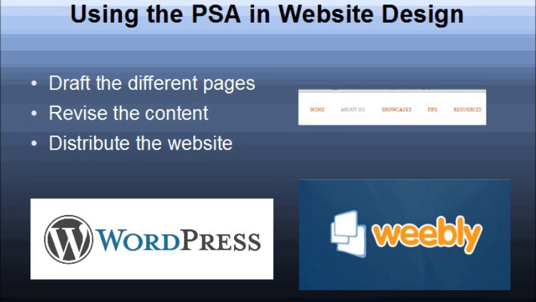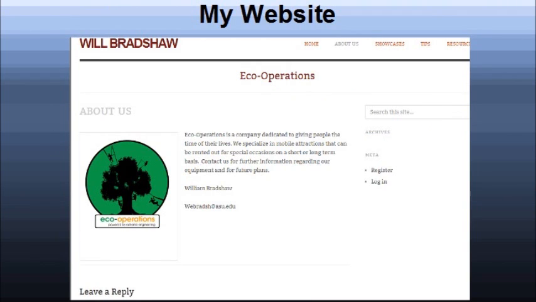There are many free domain platforms such as WordPress or Weebly if you don't want to pay for a domain name. When designing a website for this class, I incorporated the PSA into my design for a website for eco-operations. This is a screenshot of my final project of the website that I published on WordPress.